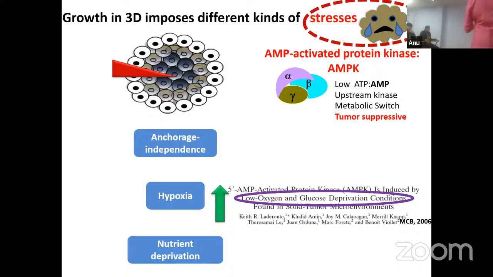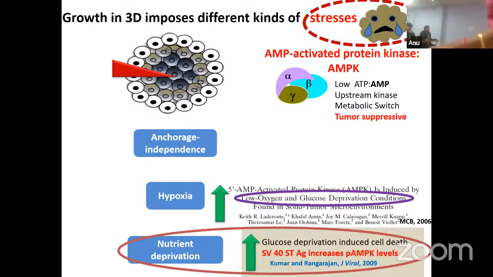We'll leave it aside. We asked if AMPK is a protein which is also activated by hypoxia. One paper told us that. In our own lab, we figured out that under nutrient deprivation, when we remove glucose, the cells activate AMPK. So we knew that at least two stress stimuli activate AMPK: hypoxia and nutrient deprivation. We asked, is it possible that the same AMPK can also help cells overcome matrix deprivation, anchorage independence?